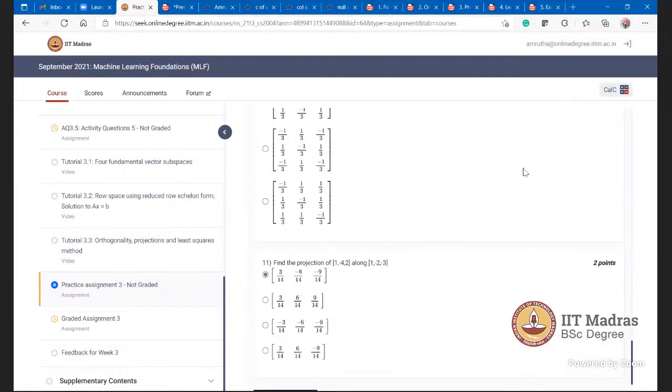So when it comes to the quizzes, will there be a combination of conceptual questions as well as computational questions, or will there be anything different from what we have seen in the practice assignment, graded assignment, and activity questions? Yeah, you can expect a mixture of all these three. You can expect some conceptual questions as well as direct computation of the formulas. It's a combination of all three.